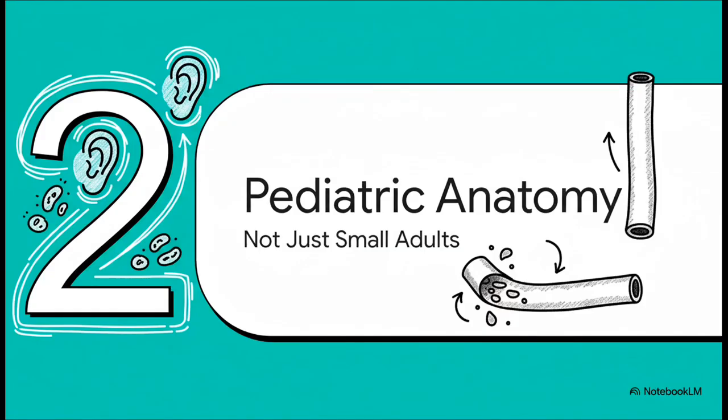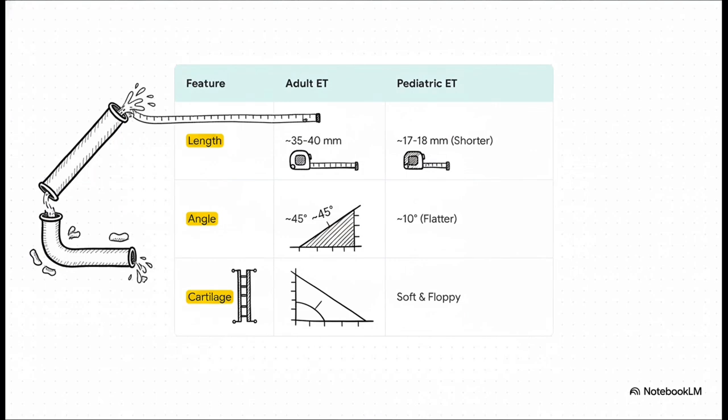But here's the twist. That system is fundamentally different, and honestly, way less effective in children. And this right here, this is the key to understanding why ear infections are just rampant in childhood. And this table just lays it all out perfectly. The adult tube is long and it's steeply angled, kind of like a well-designed drain pipe. But in a child, well, it's about half the length, it lies almost totally horizontal, and the cartilage that supports it is a lot softer. The easiest way to remember it is that the pediatric ET is just shorter, flatter, and floppier.